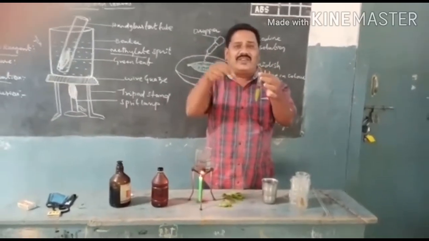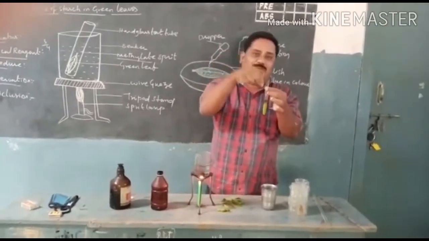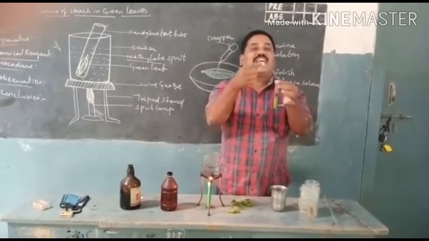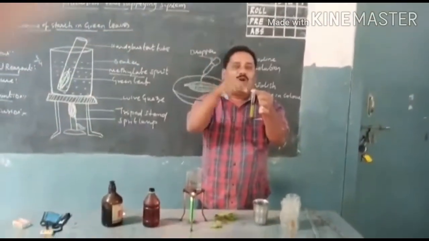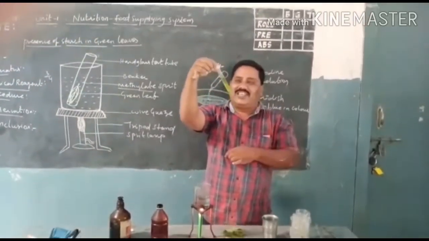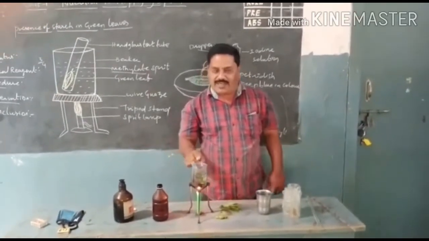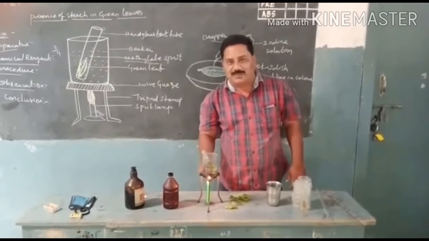Why is the leaf not boiled directly with water? Why is the leaf boiled with the spirit only? Because the spirit extracts the chlorophyll from the leaf. So the leaf is boiled only with the help of methylated spirit. The test tube with methylated spirit is kept inside the beaker, which already contains water, and the water is boiled with the help of the spirit lamp.